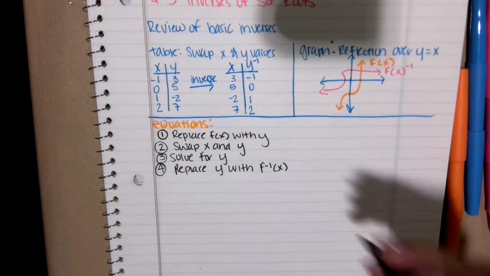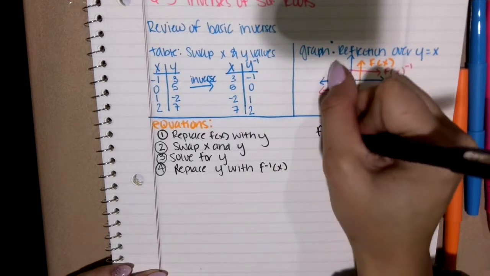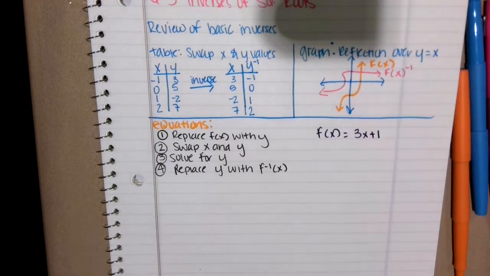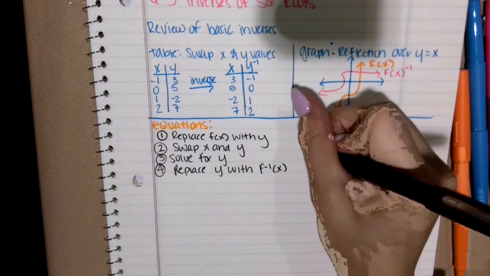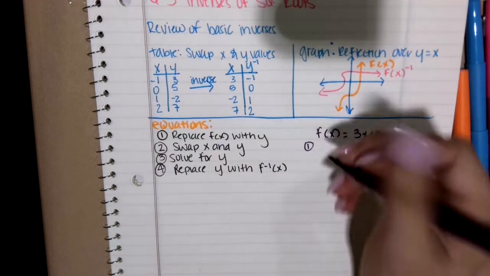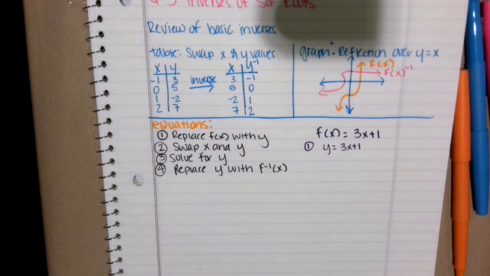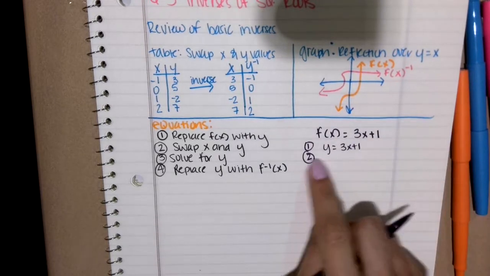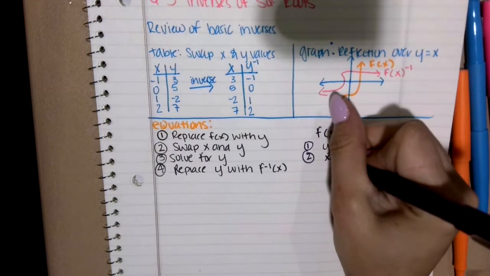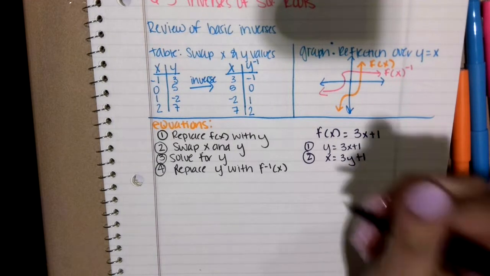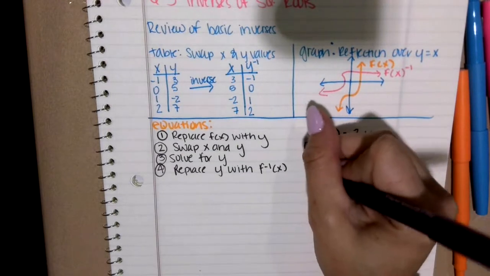All right, the example for this is f of x is equal to 3x plus 1. So the first step is to replace f of x with y. So it becomes y is equal to 3x plus 1. And then step 2 is to swap x and y. So it becomes x is equal to 3y plus 1.